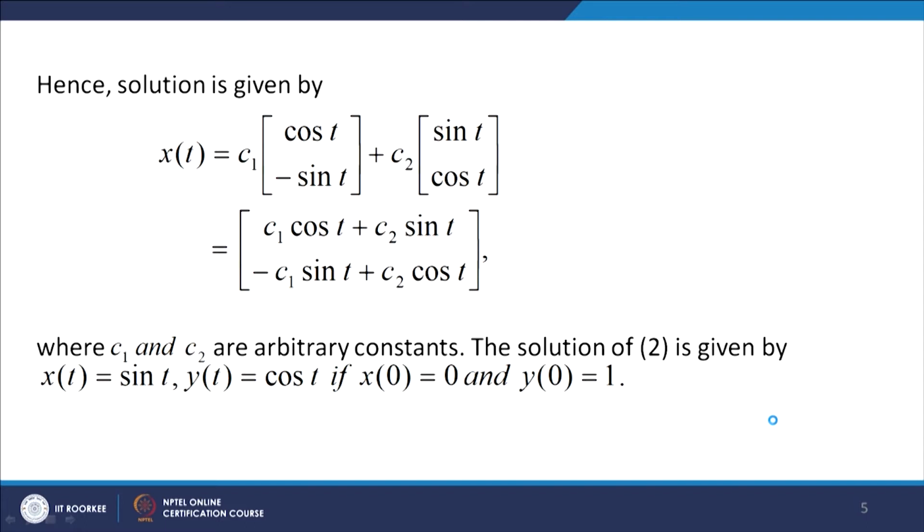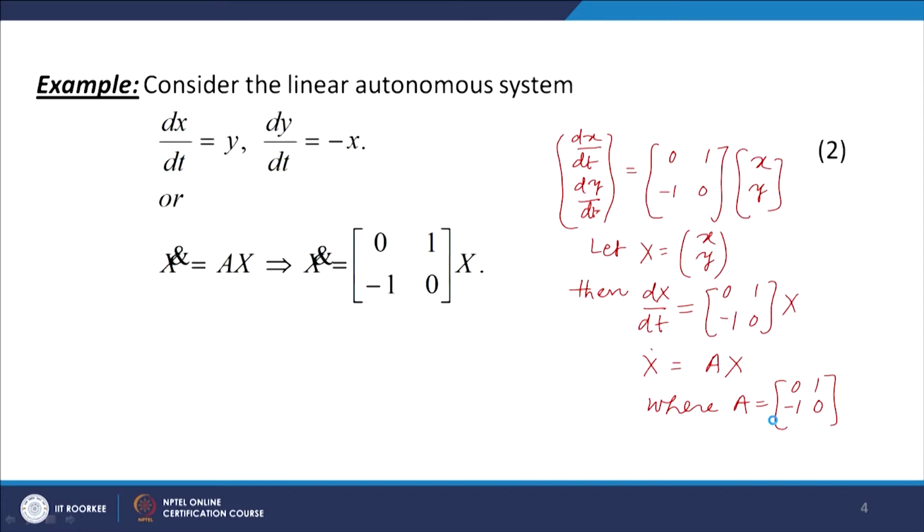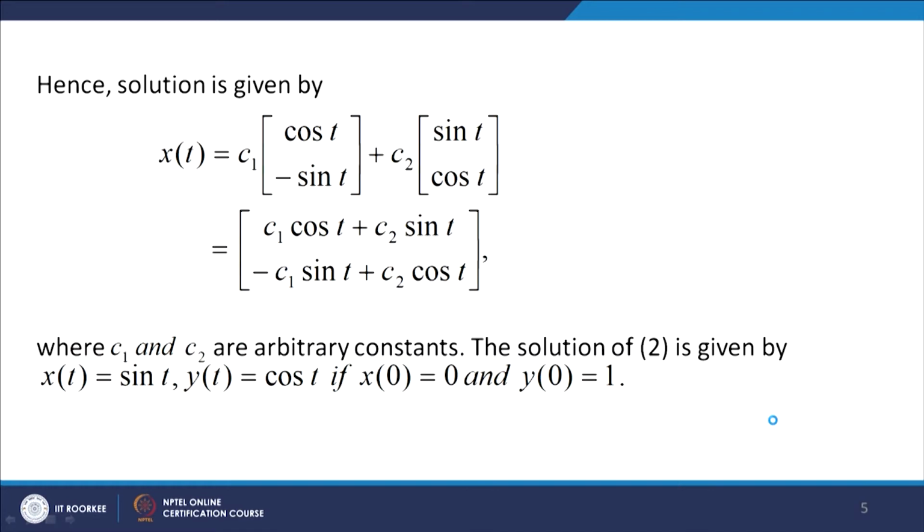Now, the solution of this linear autonomous system (2) is given by x(t) = sin t, y(t) = cos t, if we assume that x(0) = 0 and y(0) = 1. So, that means that if at t = 0, x is equal to 0, then what will happen? x(t) is equal to C1 cos t + C2 sin t. So, this is x(t) = (x(t), y(t)).